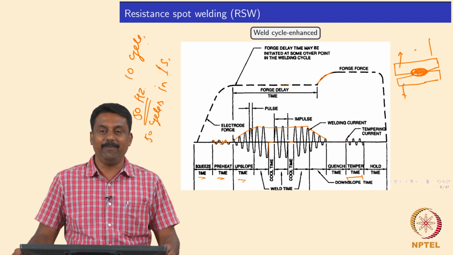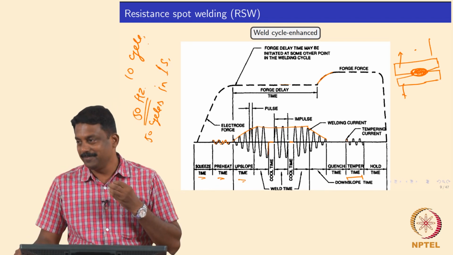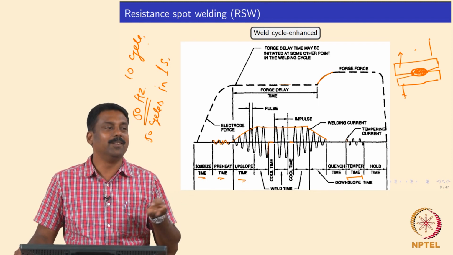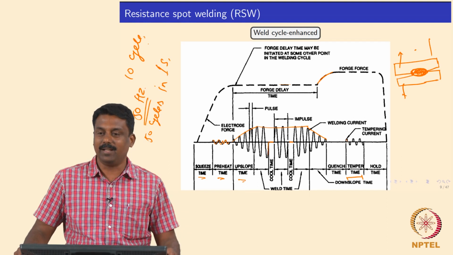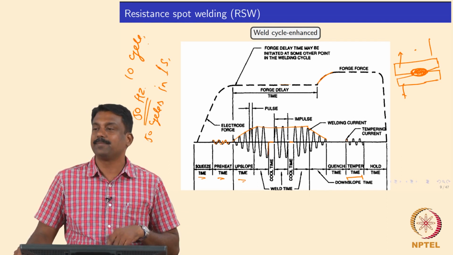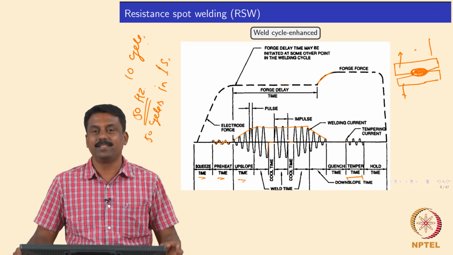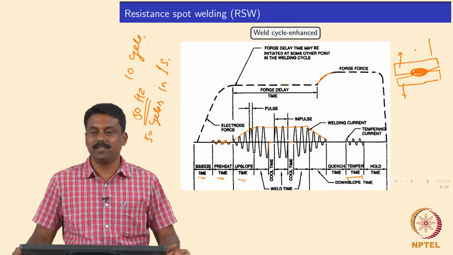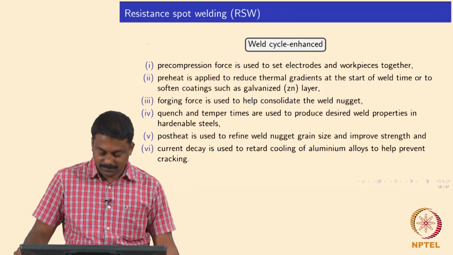Okay, so if you go to the automotive industry, what is the welding time? They will take 10 cycles. Because 50 hertz is the most commonly used current, the welding time is always measured in cycles. So we will say 10 cycles of weld, 10 cycles in 50 hertz, right? It's clear? Good.